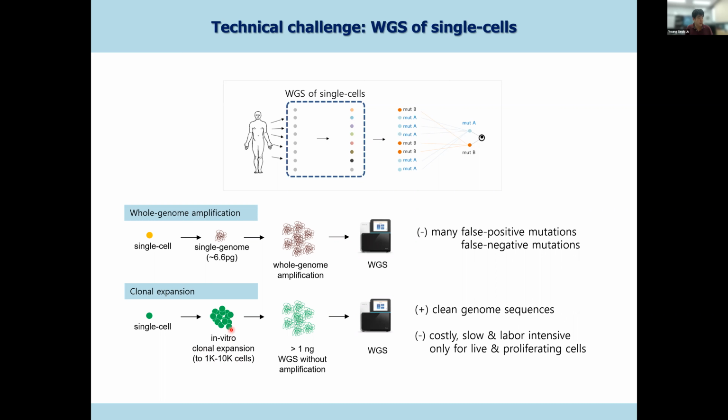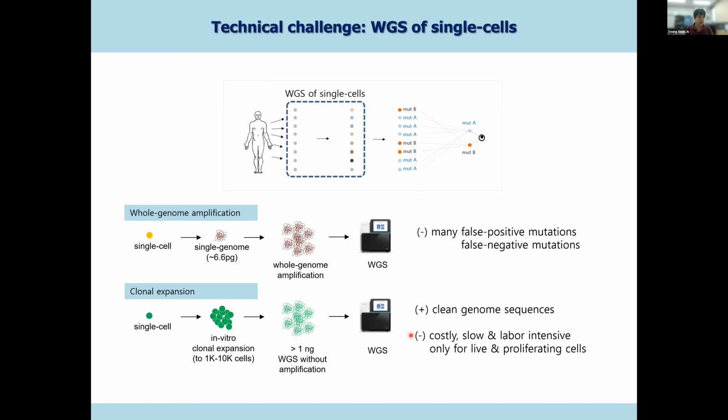Then from the single-cell-driven colony, we can extract genomic DNA in an amount higher than 1 nanogram or 10 nanogram. From that amount of DNA, we can conduct whole genome sequencing without in vitro whole genome amplification. The advantage of clonal expansion followed by whole genome sequencing is that it provides very clean genome sequences.